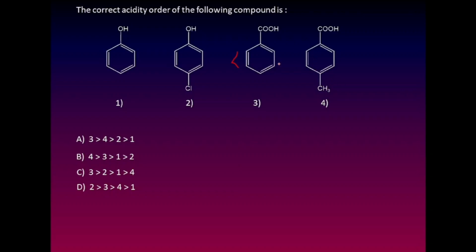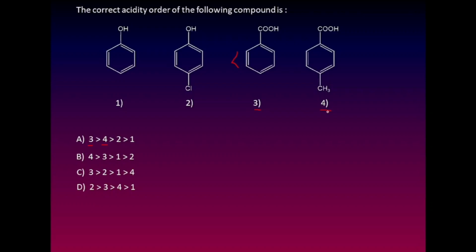But in 3 and 4, which will be more acidic? For this you should know that the carbonyl group is present here, C double bond OH. To remove the H from here you must have electron withdrawing groups present, but here you have an electron donating group, so it will be harder to remove the H plus from here. So the more acidic will be this 3 and then 4. So the right option is 3 and then 4.